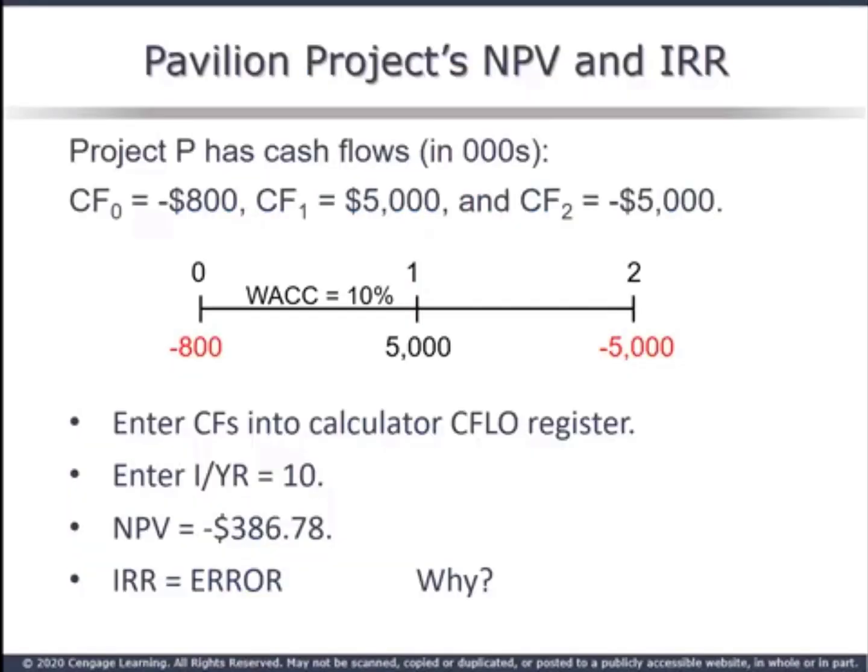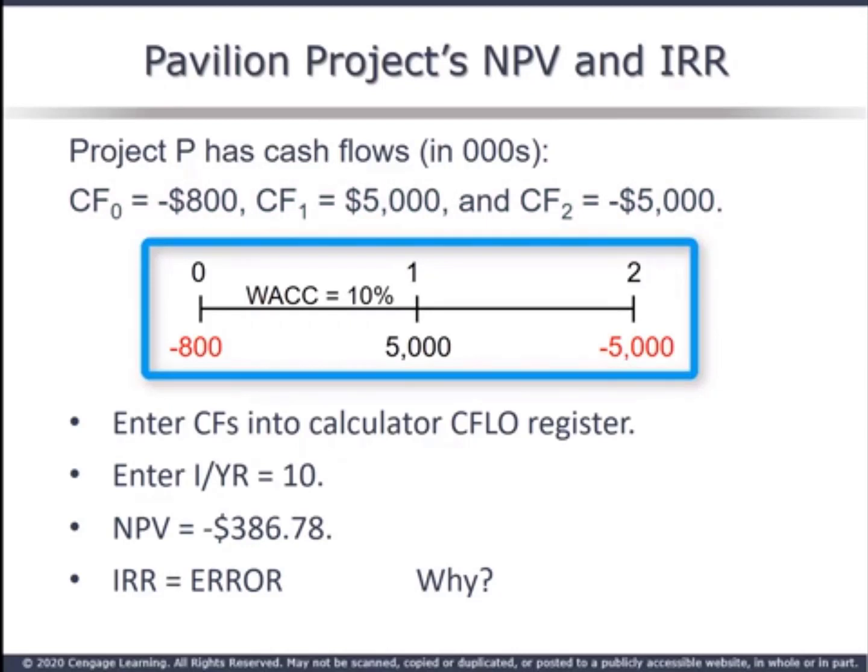As an example of multiple internal rates of return, suppose we have the Pavilion project. At time 0, we need to invest $800,000 to build a World's Fair pavilion. During the fair, we estimate we'll make $5 million, but it will cost us $5 million to put the land back like it was when the fair closes. These values are shown on the timeline with a cost of capital of 10%.